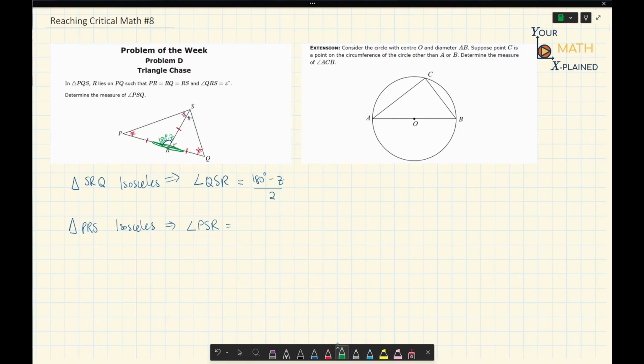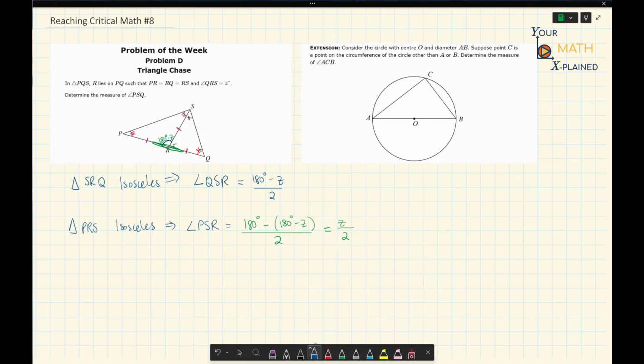What we would like is 180, that's the angle sum in triangle PSR. We're going to subtract the 180 minus Z and then divide it by 2 to give us the remaining PSR value. When we simplify this, the 180 and the 180 will cancel out and we'll just be left with Z over 2.